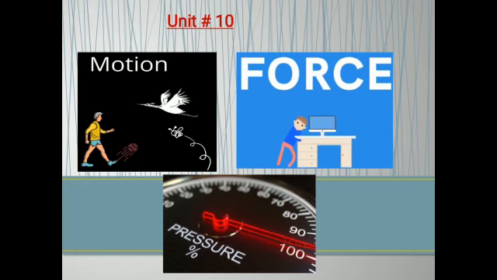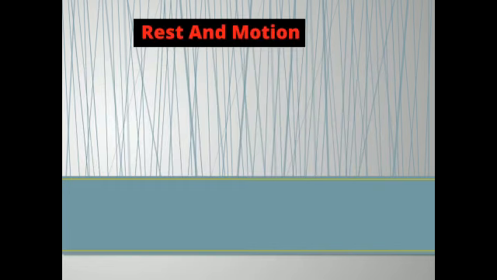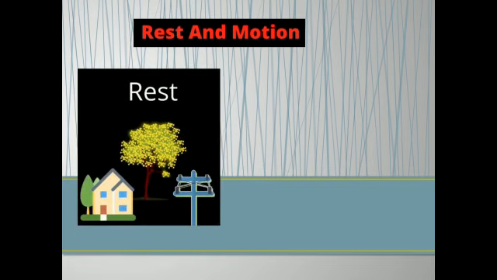Today in this chapter, first we will discuss rest and motion. Now what is rest? An object is said to be at rest if its position does not change with respect to its surroundings.